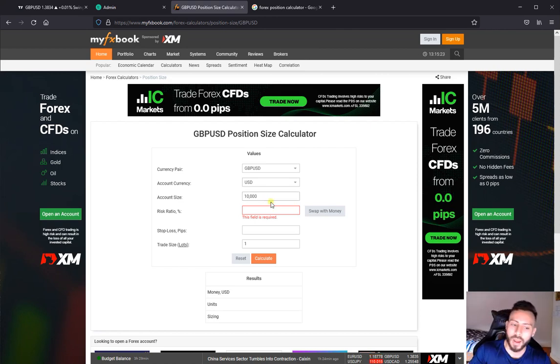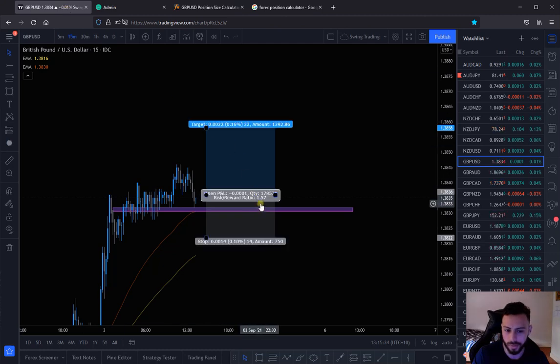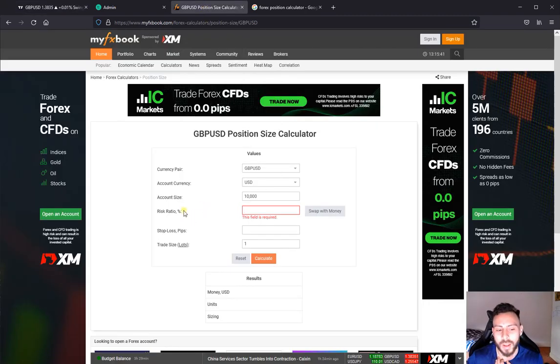Now your risk ratio. When I first started doing Forex a couple of years ago, I thought the risk ratio was the risk reward ratio, 1.57. I kept putting that in, and it was giving me weird numbers, and I couldn't work out why, because it's actually not that one. The risk ratio is basically how much of your account you want to risk.